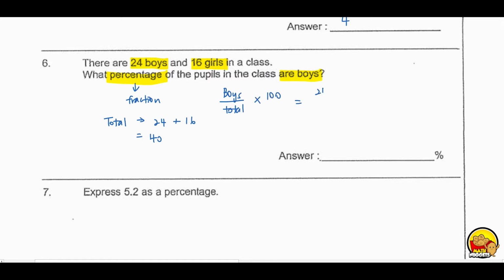So boys have 24, total 40. Expressed as a percentage, I multiply by 100. Do your fractions cross cancellation. Divided by 4, 1, so that's 60%.